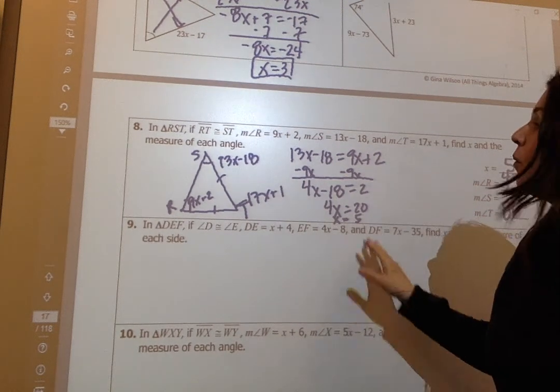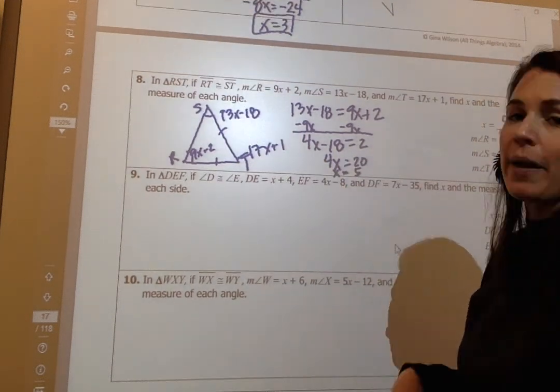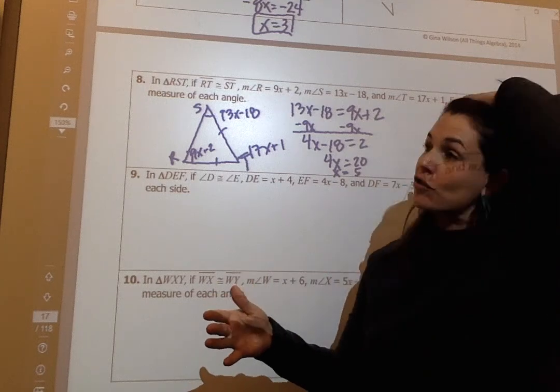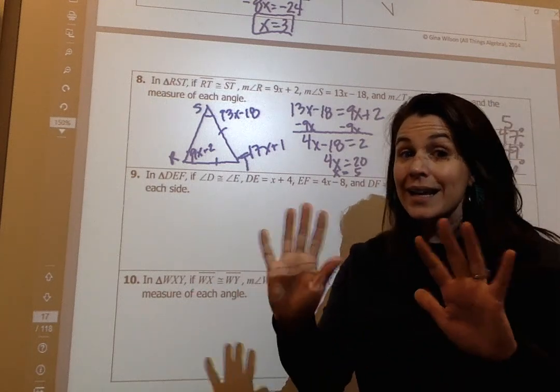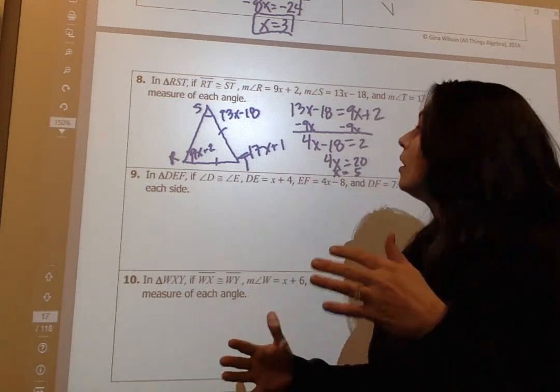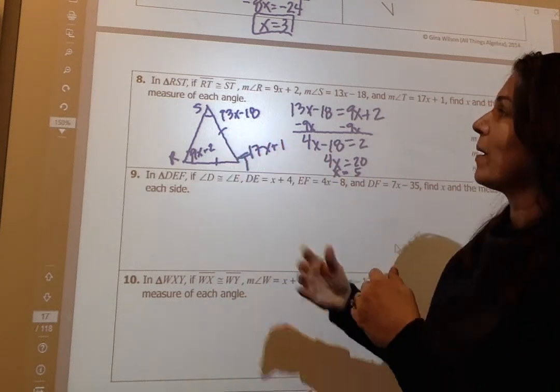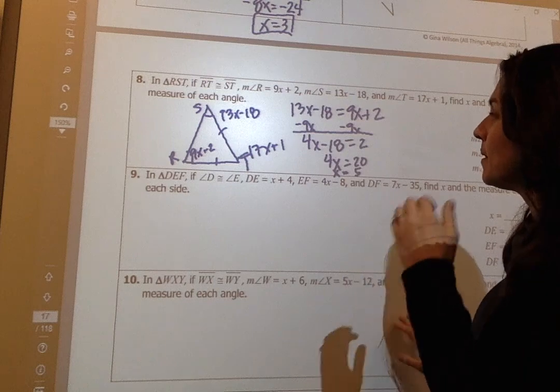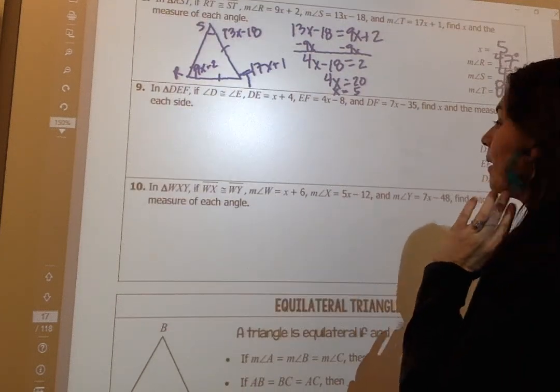So on these, I want you to draw that picture out. That makes it easy. A lot of times I see you guys trying to do your work in your head. It doesn't work in geometry. If it gives you a figure, draw it out so you can see your base angles. You have to put these steps in. All right, let's look at number 10.